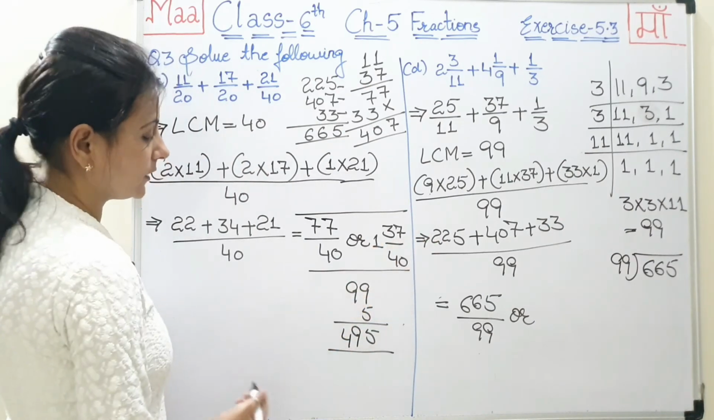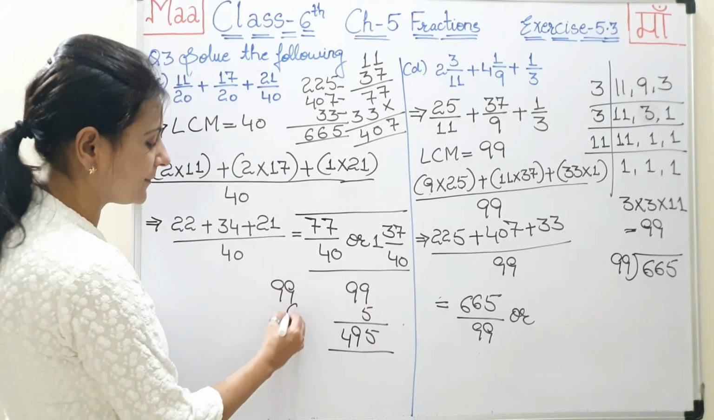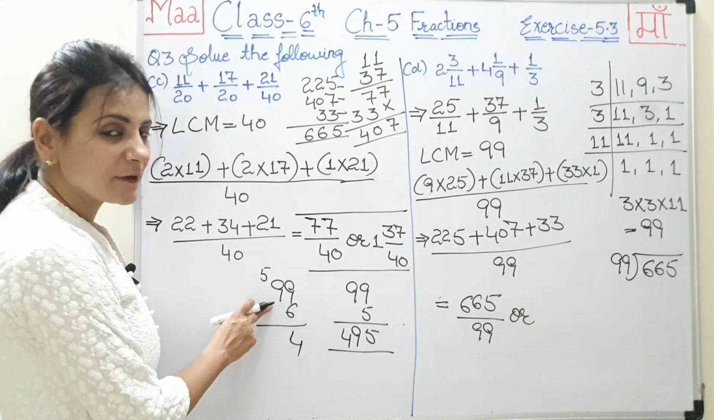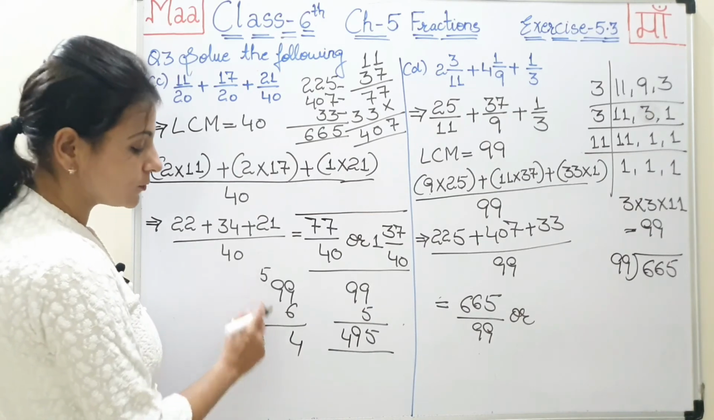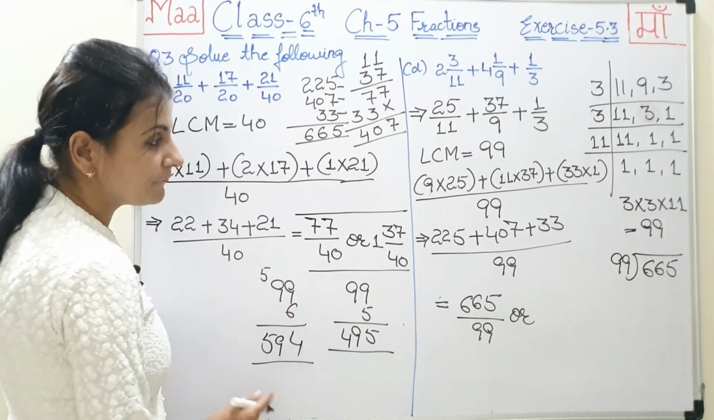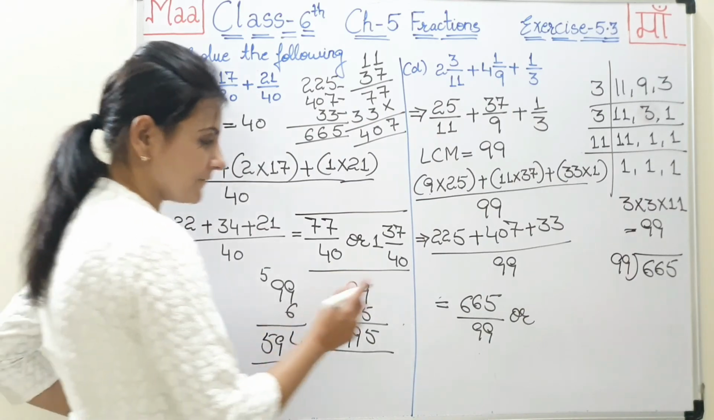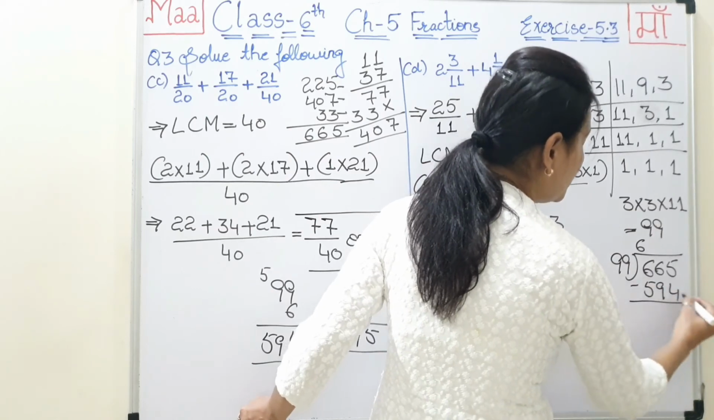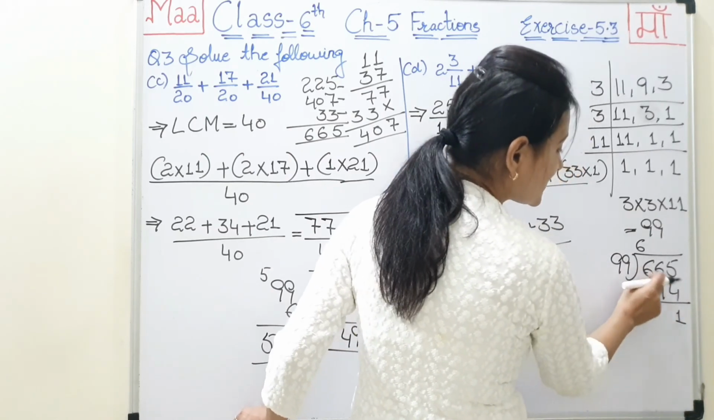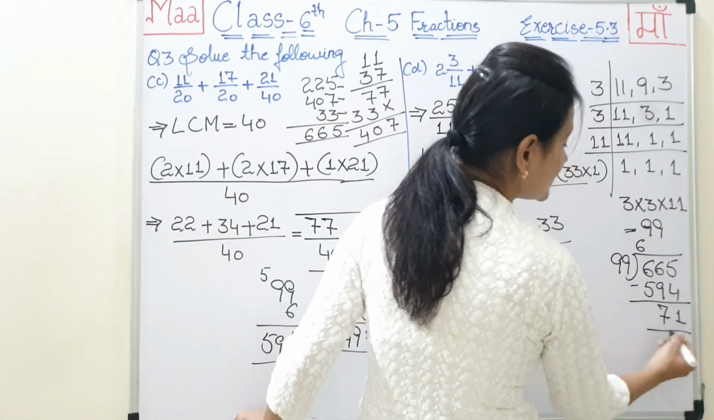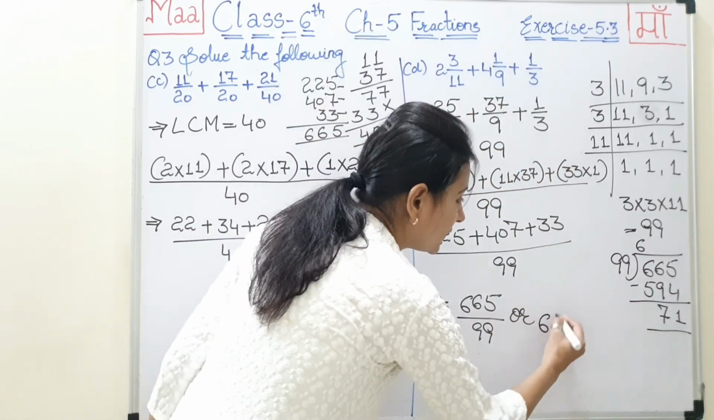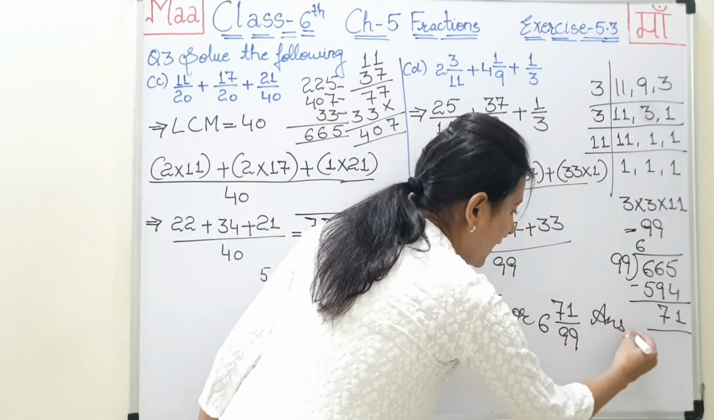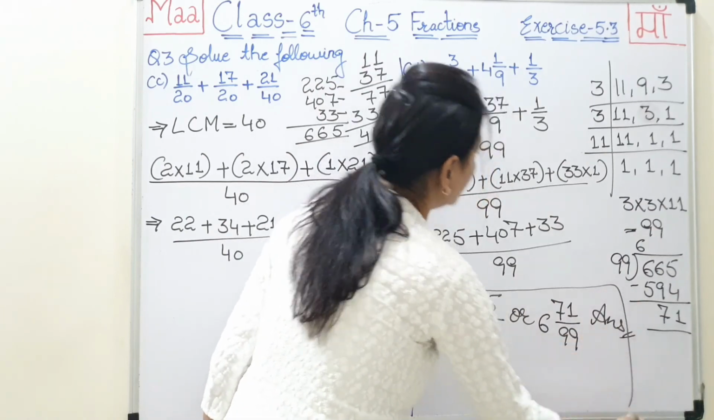So 5 gives a smaller value, so let us multiply by 6 and see. 6 9s is 54. Again 6 9s is 54, 54 plus 5 is equals to 59. So 594 is nearest to 665. So we will take it 6 times. So it will come 594. Subtract it. 5 minus 4 is 1 and 16 minus 9 is equal to 7. The remainder is 71. So in mixed fraction it will be 6 and 71 upon 99. So this will be the answer of part D.